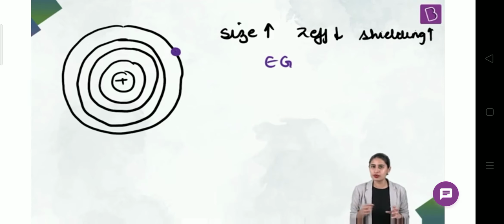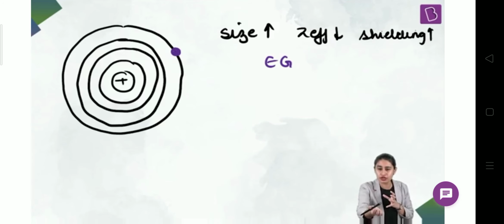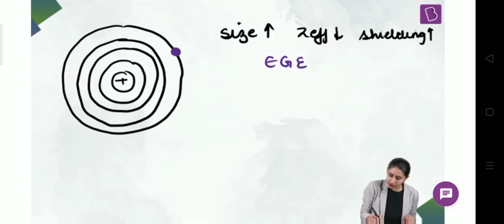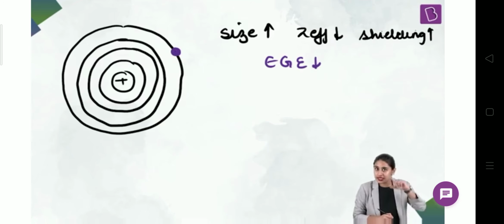Okay, less energy will be released because the nuclear force of attraction, which is some positive attraction to the negative electron, is very less. So energy released will be very less. Okay, so electron gain enthalpy will be less if the size is more, if Z effective is less, and if shielding is more.